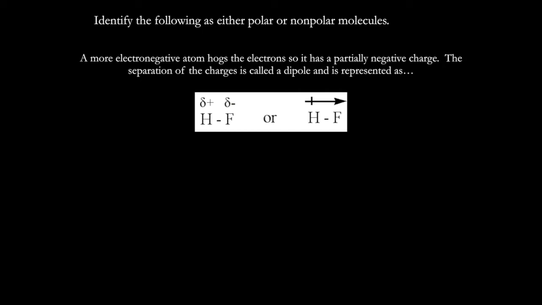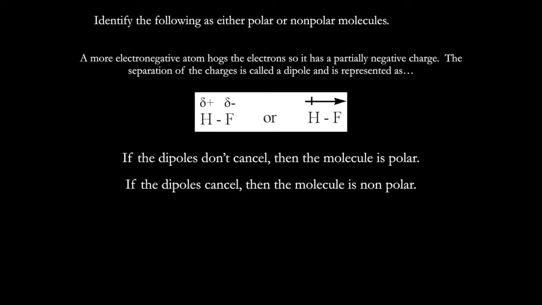Now, in determining if a molecule is polar or nonpolar, if the dipoles do not cancel out, then the molecule itself is going to be polar. So hydrogen and fluorine, that hydrofluoric acid right there, is going to be polar because, as you can see, that arrow, that dipole, is not canceled out. If the dipoles do cancel out, then the molecule is going to be nonpolar. So let's look at an example in which the dipoles do cancel out.